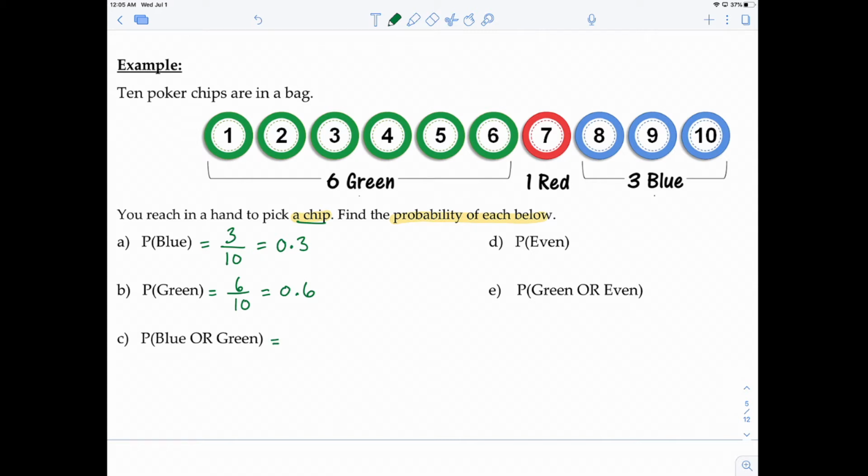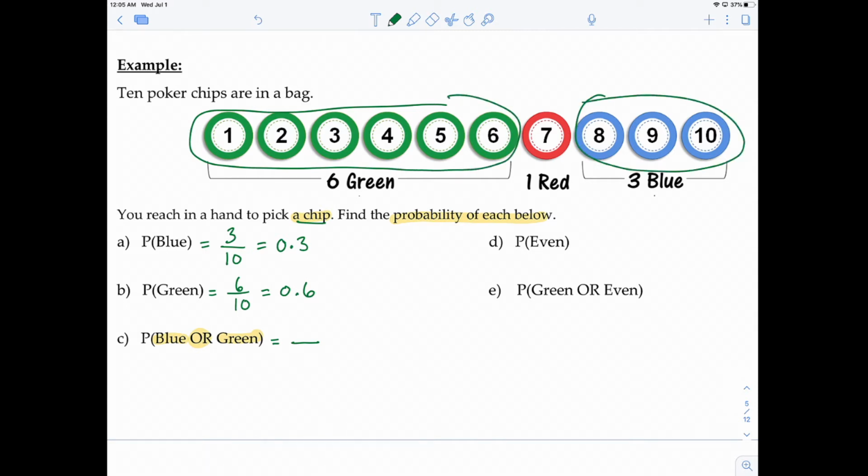All right, the next one, question C, we have what is the probability that the one chip that you pick out is blue or green? So what is the probability that the chip is blue or green? Now you would take a look at this and say, okay, blue or green, how many different ways can that happen? Well, it's got to be either a green chip or a blue chip, right? One of these. So that's 1, 2, 3, 4, 5, 6 green, and then plus 3, that gives me 9 over 10. So that's going to be 0.9.